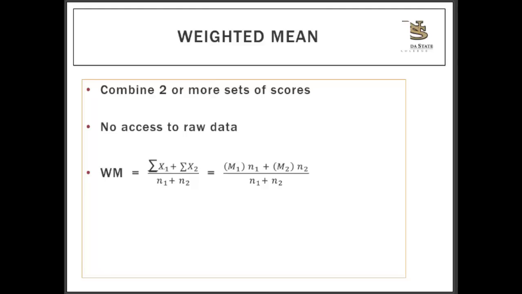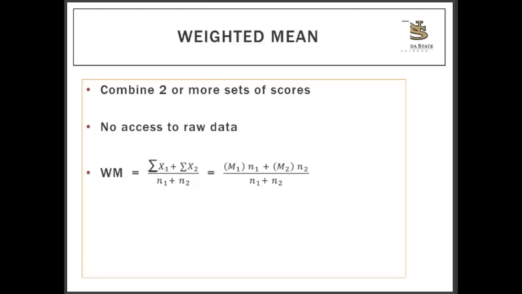So the weighted mean is important because sometimes it is necessary to combine 2 sets of scores with different sample sizes, and you only have access to the statistics for each sample, so you don't have those raw scores. You cannot simply add the means together, and you cannot even add the 2 means together and divide by the 2 to find the mean of the means, you could say.